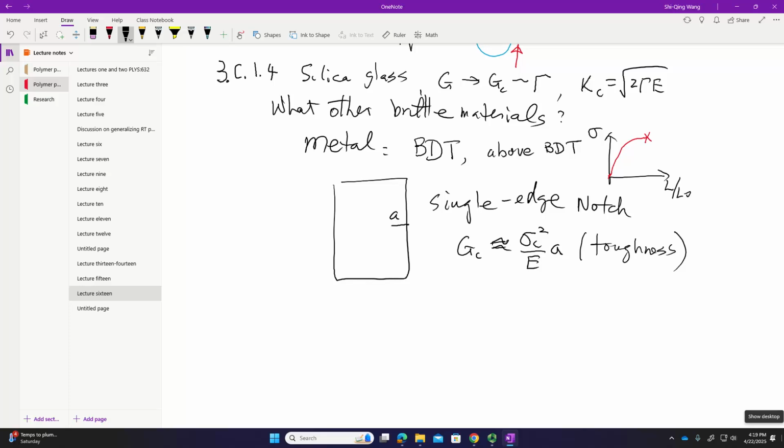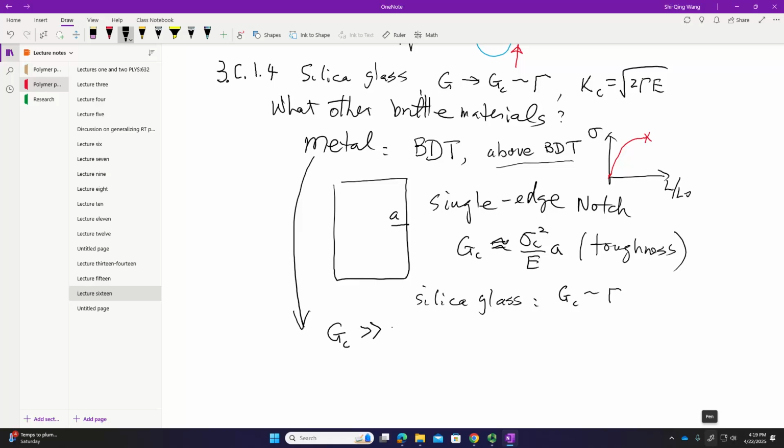So let me say the most crucial part of all now. Remember, for your window glasses, or silicon glasses to be precise, gamma C at fracture, the energy release rate you can define at the moment of fracture, is about the surface tension. For your metal, maybe because you are doing it above BDT, maybe for some other reasons, you find this GC is no longer gamma, but 100 or even 1,000 times greater than gamma.